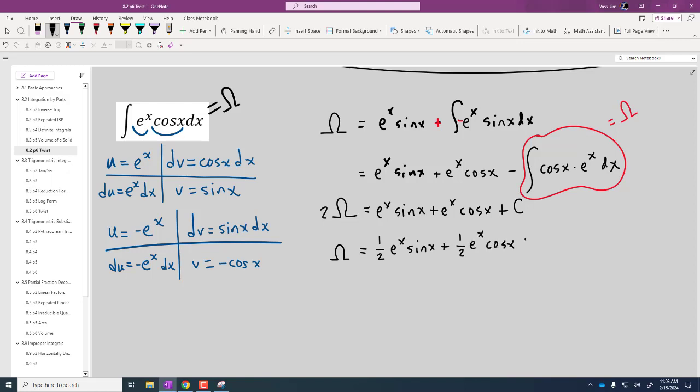And once again, the constant acts like a recycle bin. If you multiply it by a constant, you just get another constant. So there is how you do integration by parts with a twist. Pretty cool. Pretty cool that it works.